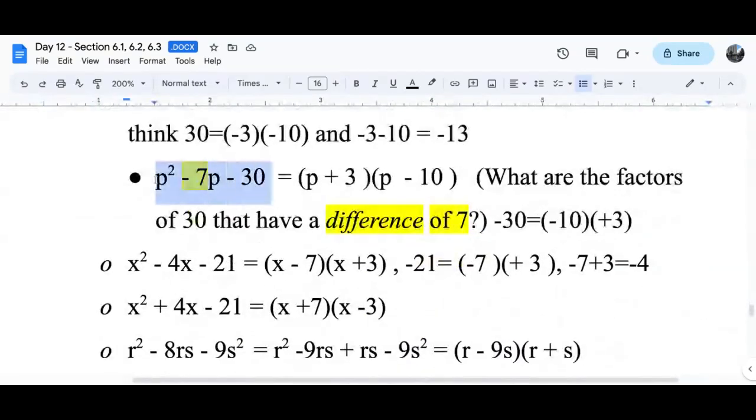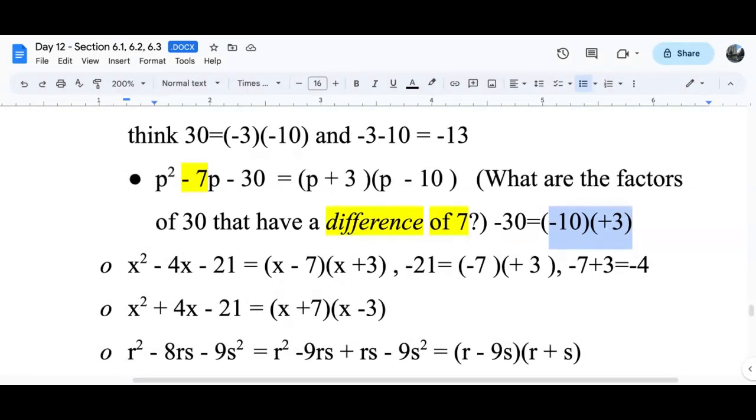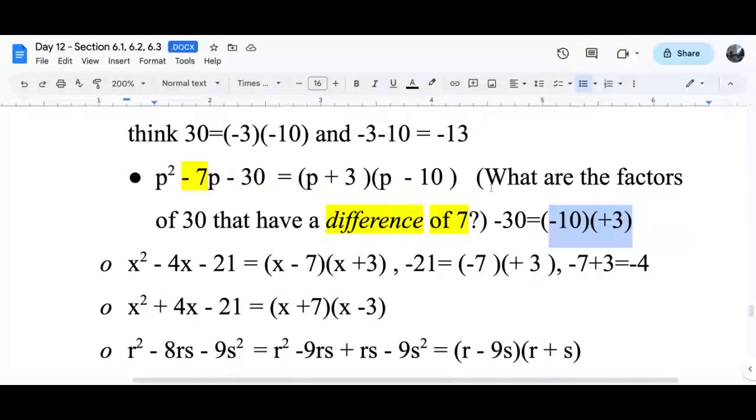Let's see this one. For p squared minus 7p minus 30, think about the factors of negative 30, right? Add together, we get negative 7. Multiply together, we get negative 30. It has to be negative 10 and 3. Because negative 10 times positive 3, that's negative 30. And negative 10 plus 3, that's negative 7. That's right. Negative 10 plus 3, that's negative 7.